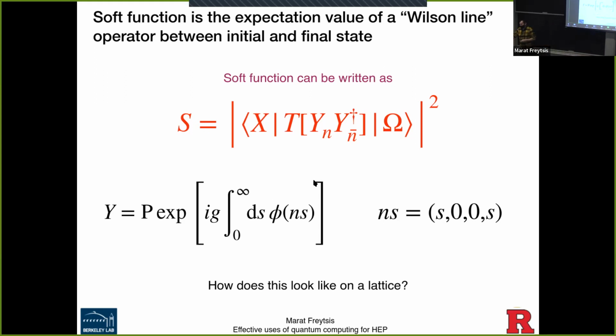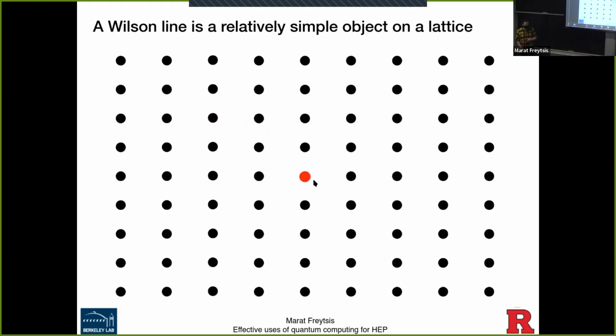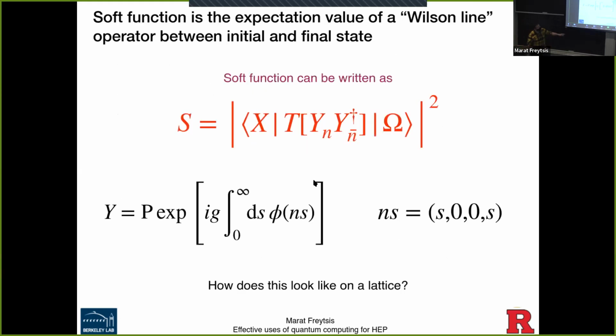What does this look like on a lattice? On this lattice picture that I said before, I have a vacuum. Sorry, I should go back up. This is a Wilson line on a null direction, so in spacetime, I have a Wilson line starting out at the origin and then heading out to infinity along some light cone.